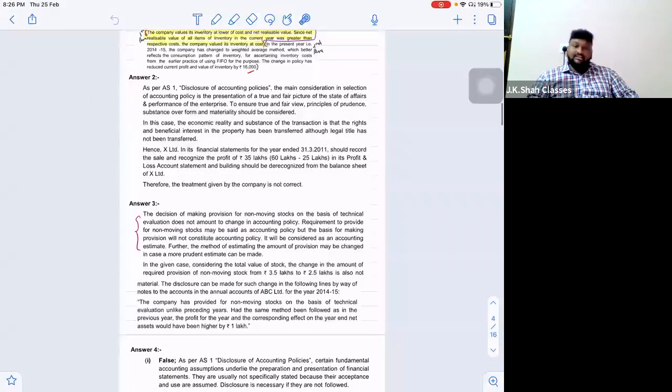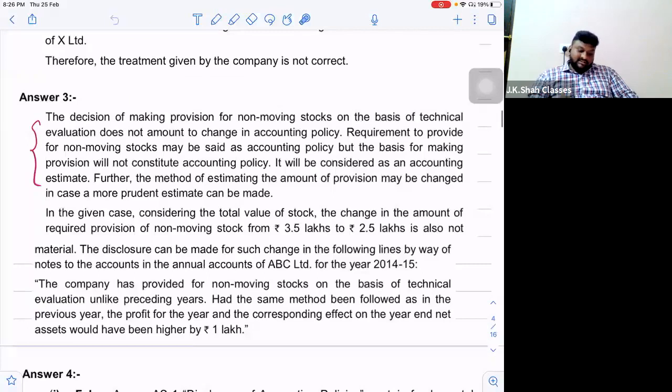Yeah, question number 3. It says the decision of making provision of non-moving stocks on the basis of technical evaluation does not amount to change in accounting policy. The requirement to provide for non-moving stocks may be said as an accounting policy. Means when you create a provision, you have decided to create a provision. Deciding to create a provision is an accounting policy. But on what amount the provision should be created, that is called an estimation.